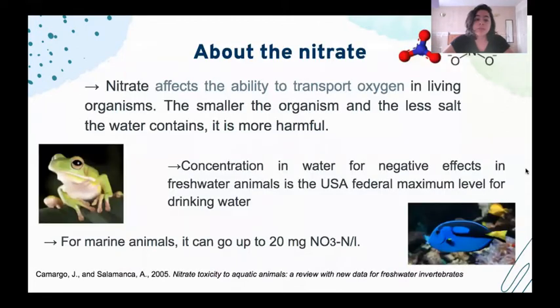Nitrate is also harmful for aquatic life because it has proven to be toxic, affecting the transport of oxygen in these organisms. The bigger the organism and the more salt the water contains, the less harmful it is. The concentrations of nitrate in the water that have proven to be not that harmful for freshwater animals are under the level of 10 milligrams per liter of nitrate-nitrogen, and for seawater animals, it can go up to 20 milligrams per liter.